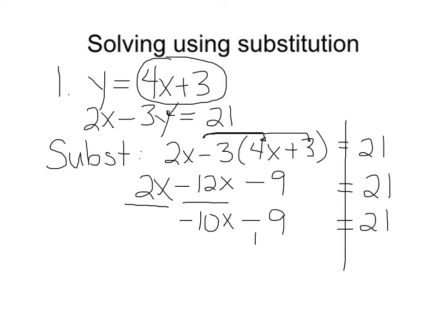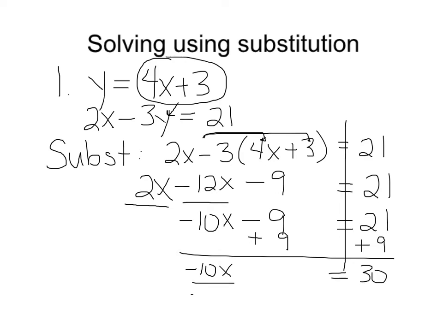I need to add 9 to both sides, and I just need to be careful with signs. Don't lose the negative sign. I have negative 10x equals 30, and then I need to divide both sides by negative 10. Once I do, I'm going to end up with x equaling, if I take positive 30 divided by negative 10, negative 3.